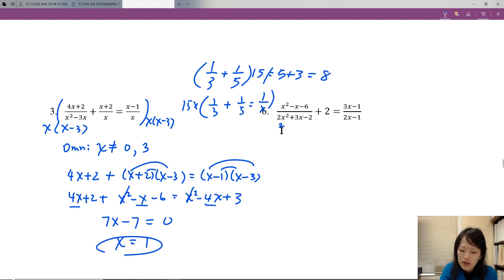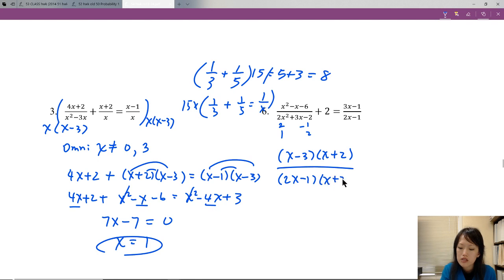So here you have it. Even, odd, negative on the 1, right? 4 minus 1 is 3. Factor the numerator, the top. So that would be x minus 3, x plus 2. Denominator, 2x minus 1 times x plus 2. Plus 2 equals 3x minus 1 over 2x minus 1.